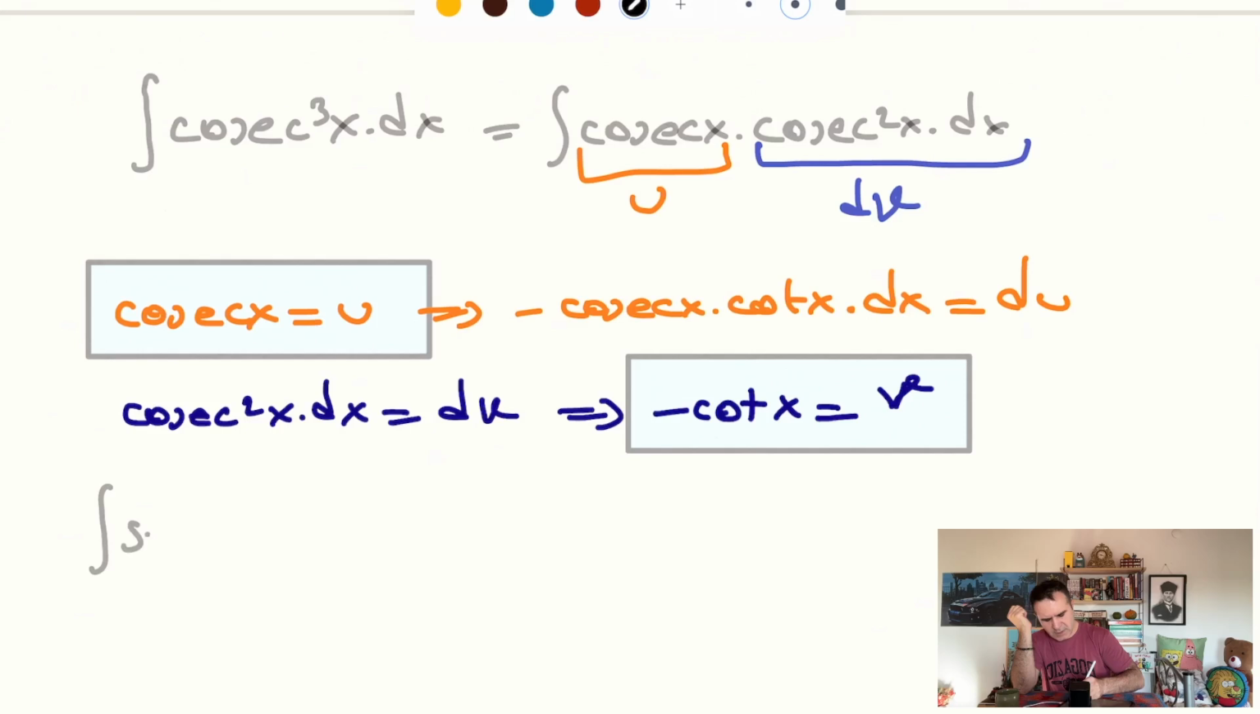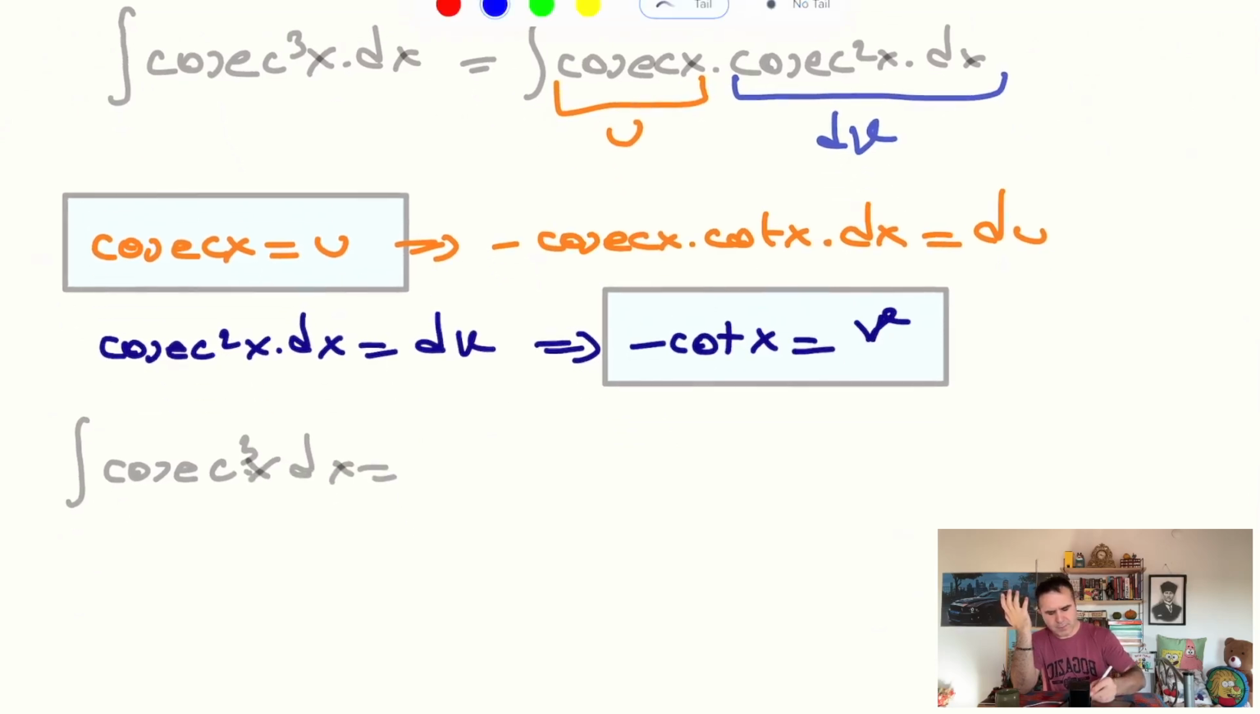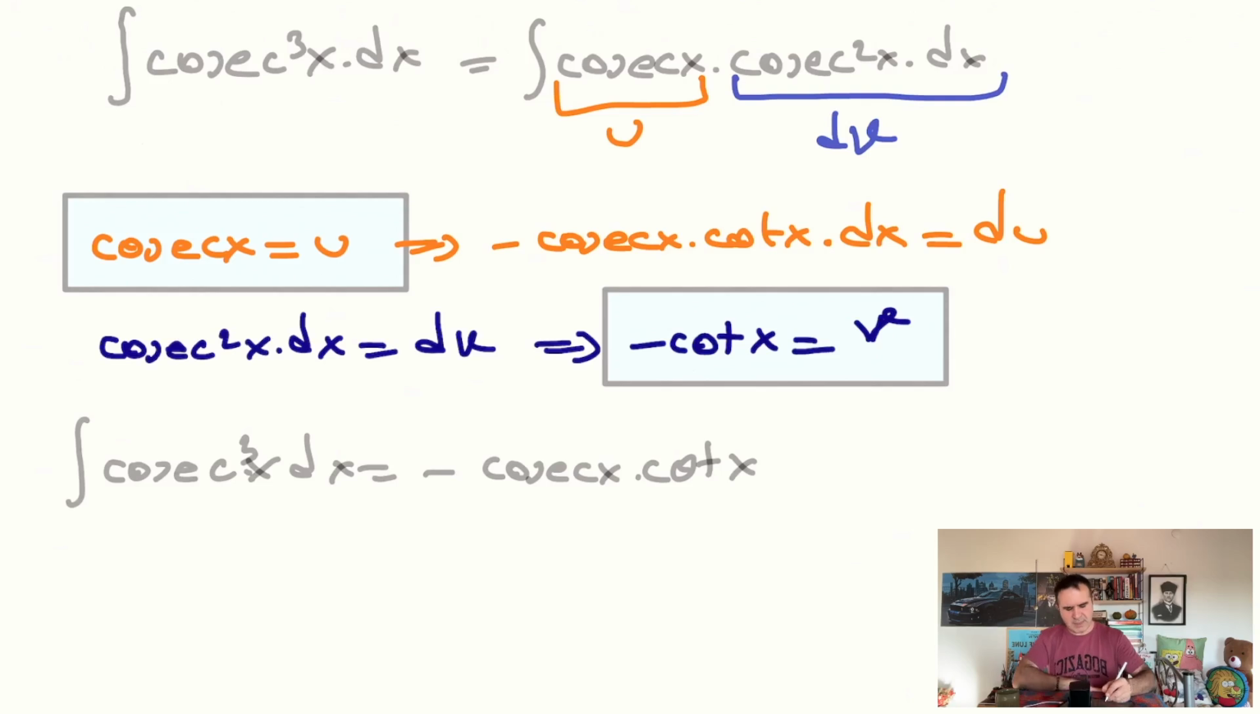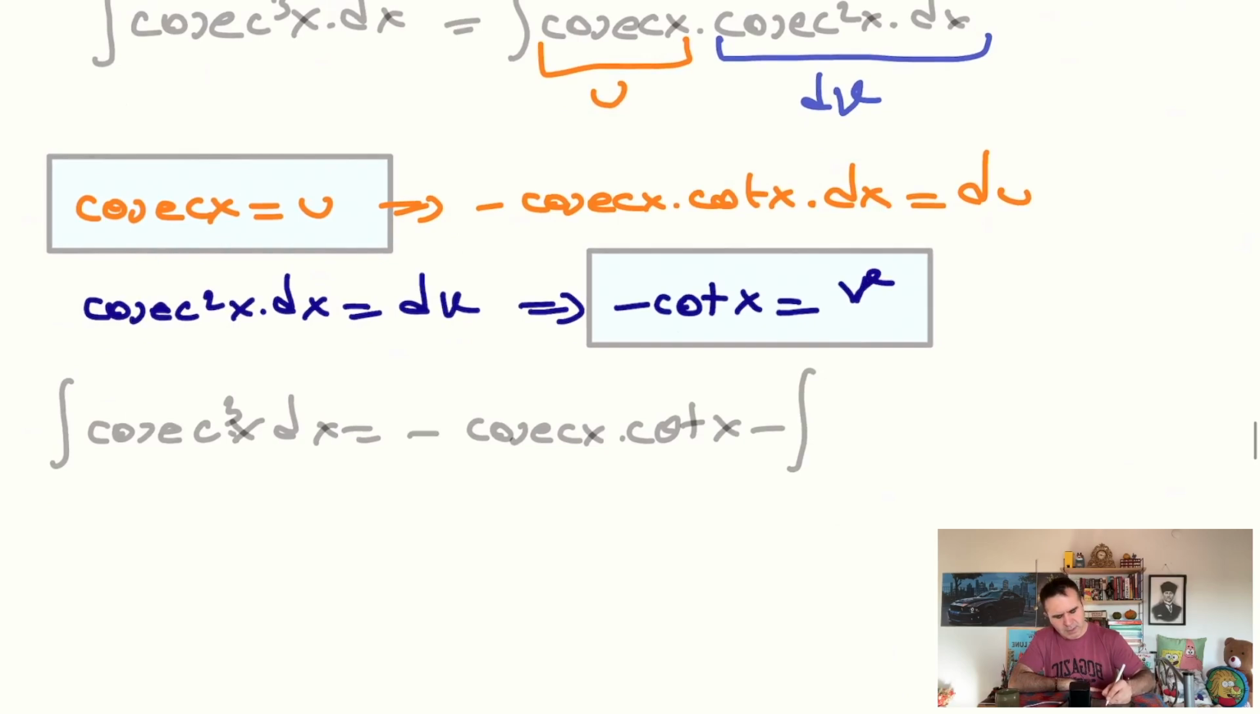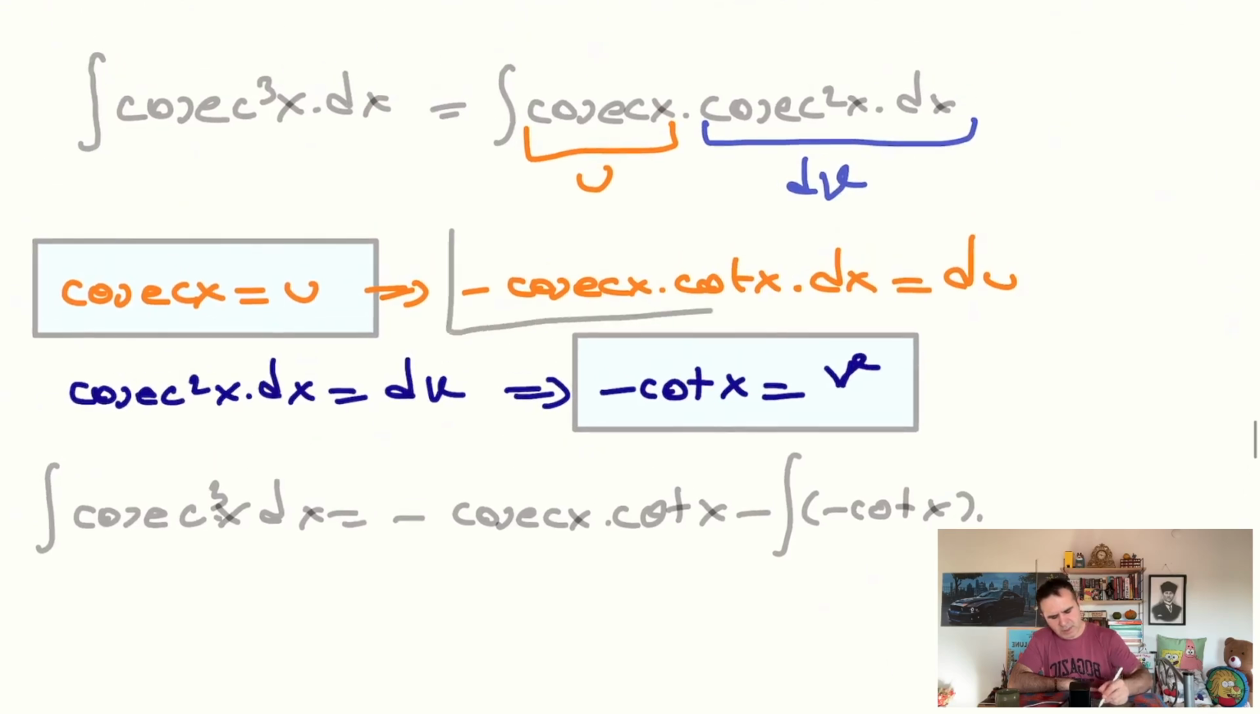The integral of cosecant cube x dx will be equal to u times v. U is cosecant x, v is minus cotangent x, then this will become u times v, minus cosecant x cotangent x, minus integral of v times du, minus cotangent x times du. Du is this.